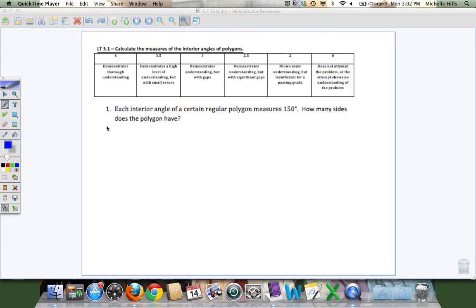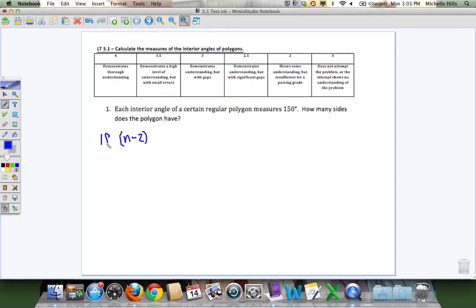I would say, well, if it has n sides, I could make n minus 2 triangles out of a polygon with n sides. Each triangle measures 180 degrees, and then I'd have to divide by n to find the measure of one angle, and that is 150. I could then turn this into a proportion, cross multiply, and solve for n.